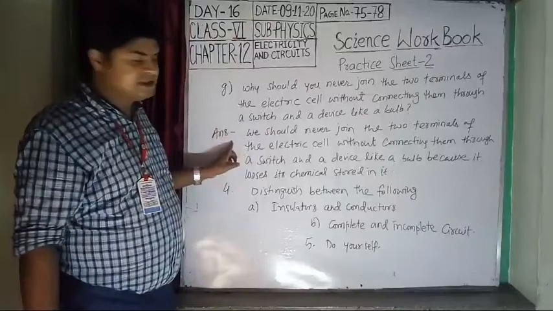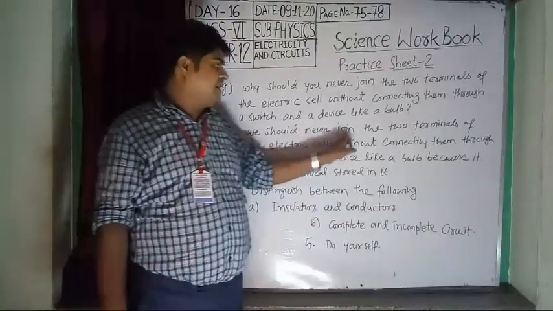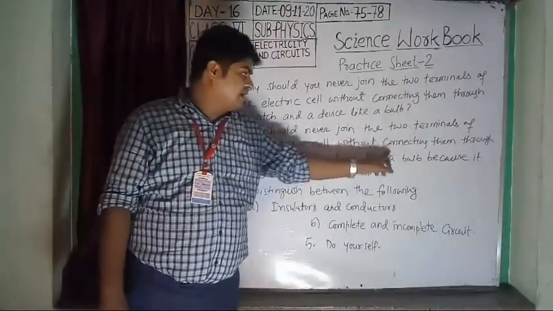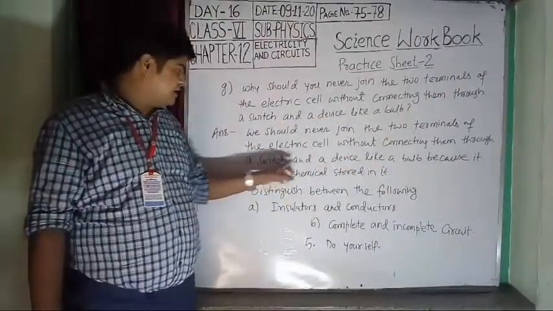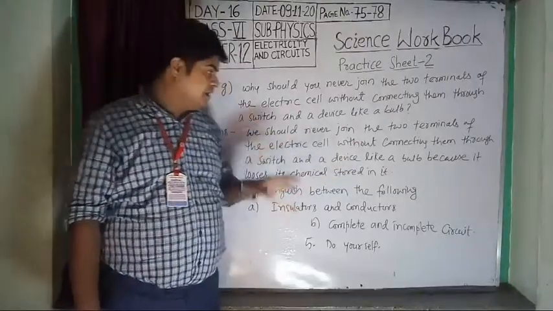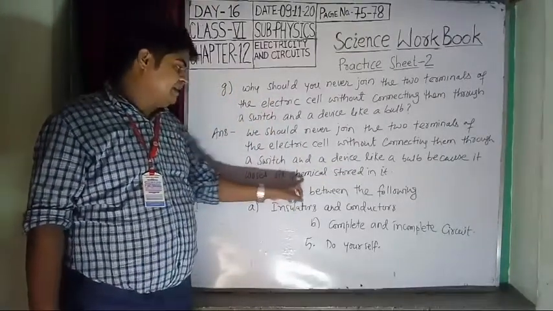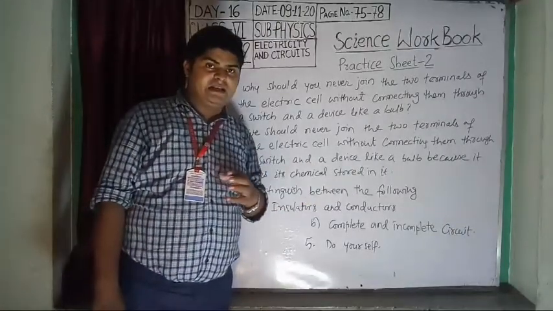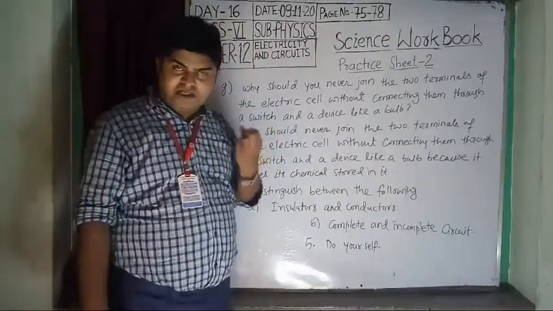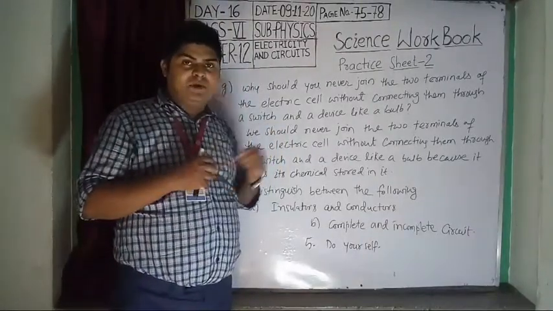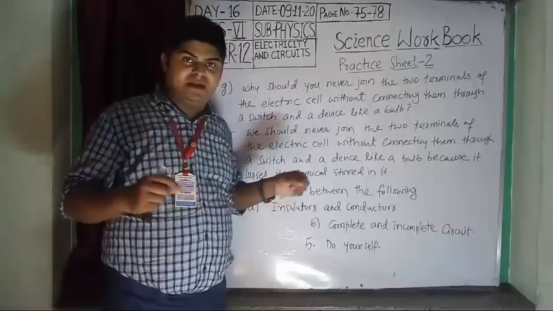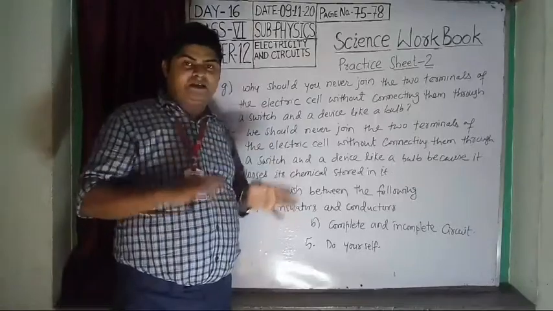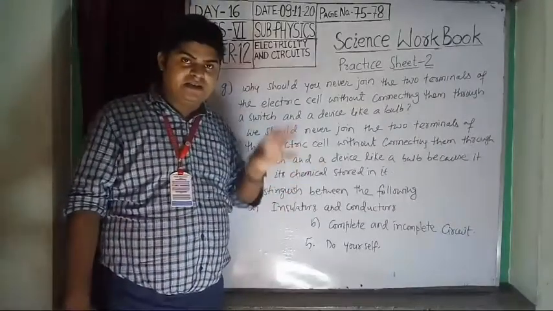Answer: we should never join the two terminals of the electric cell without connecting them through a switch and a device like a bulb, because it loses the chemical energy stored in it. You know, any cell contains chemical energy stored in it. When you connect the positive terminal and negative terminal of the cell directly with a wire, then it loses the chemical energy stored in it.